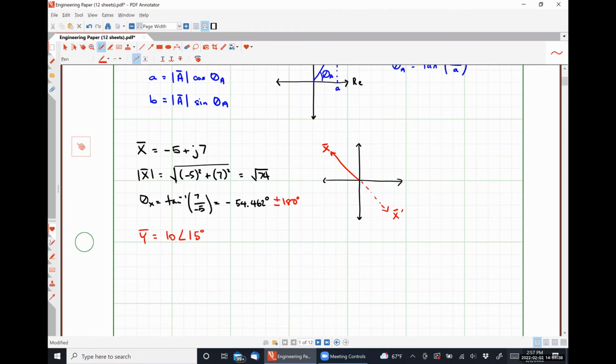The result should be 9.659 plus J 2.588. For those of you with the TIs, type your number in. The angle operator is got by pressing the second pi key. So press second, then press pi, then press 1, and that gives you your angle operator.